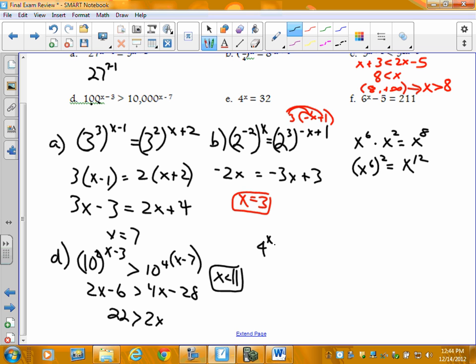E. 4 to the x equals 32. Is there anything I can multiply 4 by to get 32? Yeah, 4 times 8. But remember, that's not what we're trying to do. We're not looking at ways to get 4. We're looking at the base. The base of 4 is 2. So 2 squared to the x equals 32. 2 times 2 is 4, times 2 is 8, times 2 is 16, times 2 is 32. So that's 2 to the 5th. So 2x equals 5. X is 5 over 2, or 2.5.